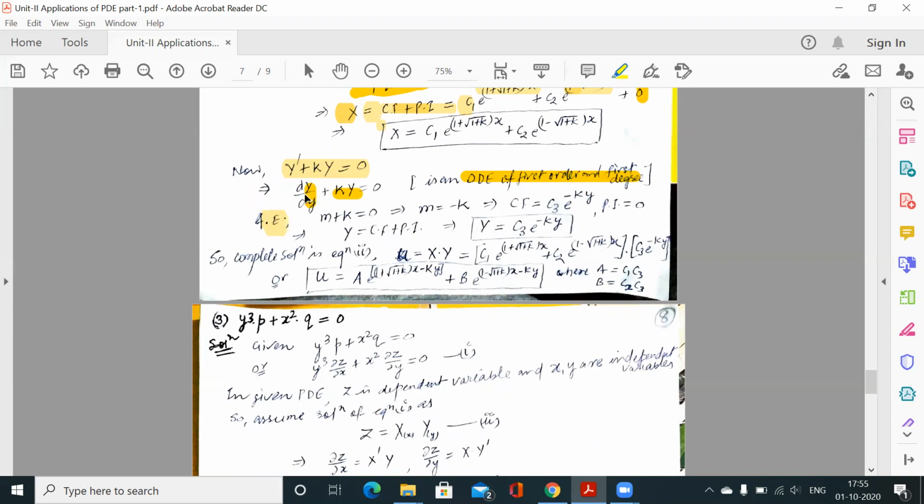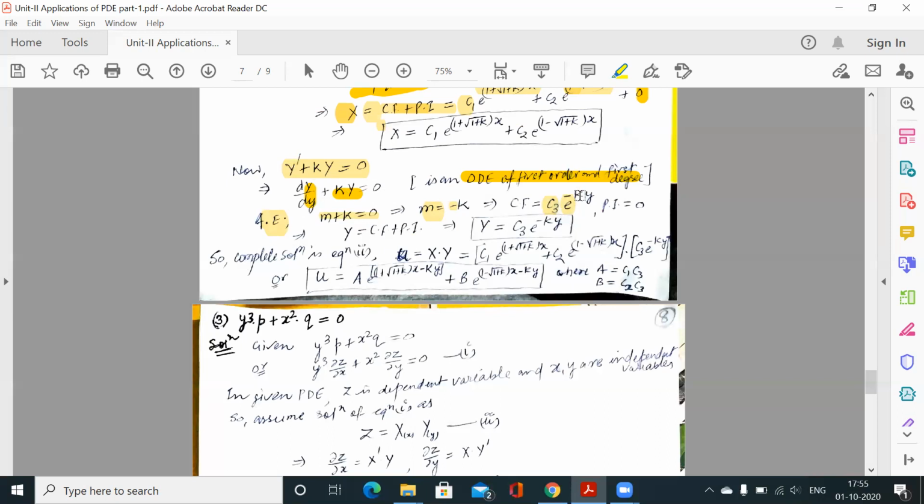So the auxiliary equation is m plus k is equal to 0. So m is minus k, which is a single real root. So CF is C3 e to the power minus ky. How to write CF? A constant into e to the power my, because small y is the independent variable here for this equation. Capital Y is dependent, small y is independent.